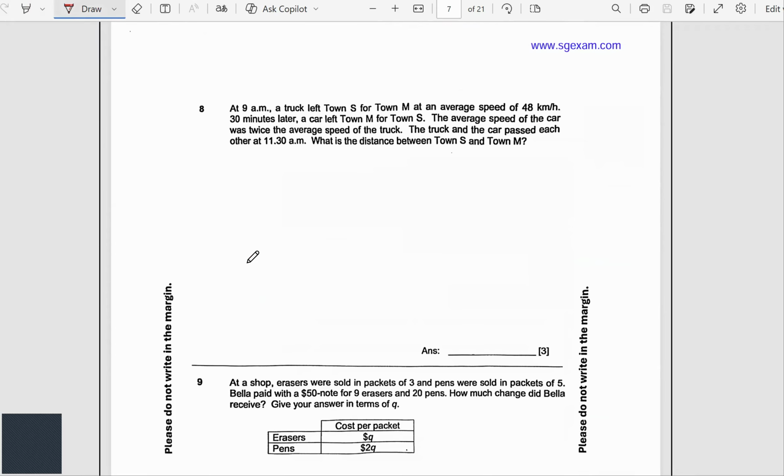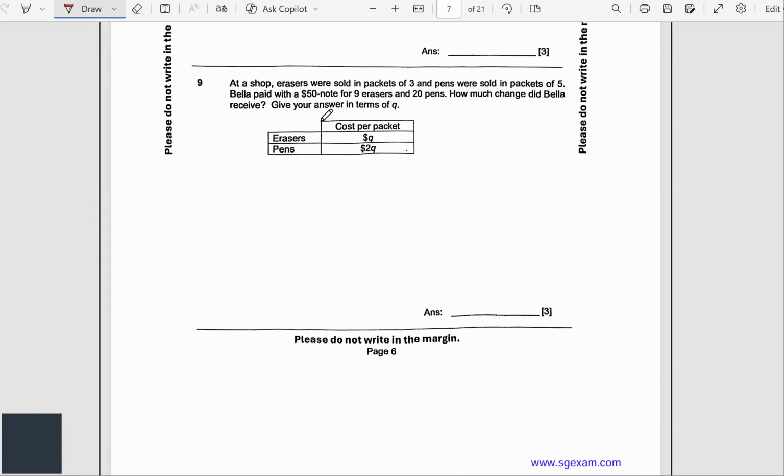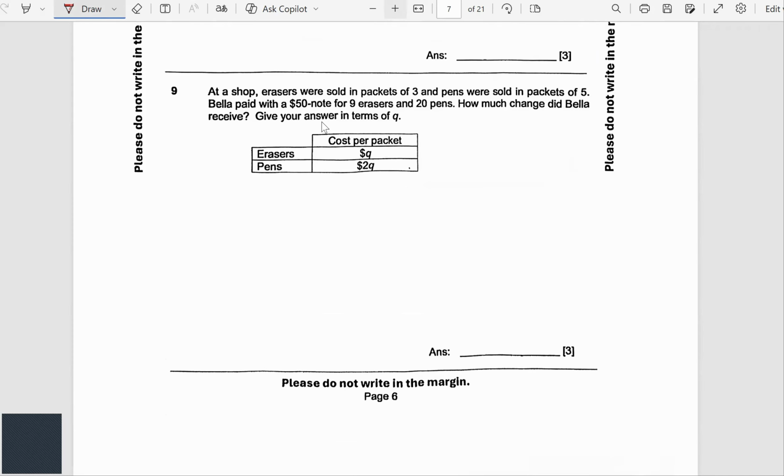Question 8 is a speed question, so skip. Question 9, algebra. At a shop, erasers were sold in packets of 3 and pens were sold in packets of 5. Bella paid with a $50 note for 9 erasers and 20 pens. How much change did Bella receive? Give your answer in terms of Q.